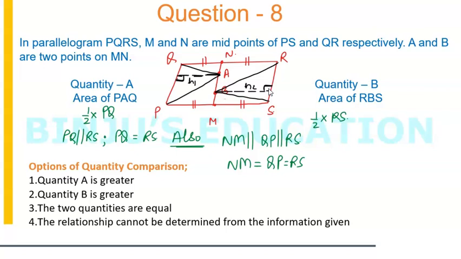So can I say that the perpendicular distance of NM from RS as well as from QP have to be equal? That is, h1 has to be equal to h2, right? The two perpendicular distances need to be equal because NM lies exactly in the middle. So if you multiply the bases by h1 and h2, these two quantities will certainly be equal because the bases are equal as well as the heights. Hence the two areas have to be equal, which means our answer is simply C or 3, that the two quantities are equal. That's it.